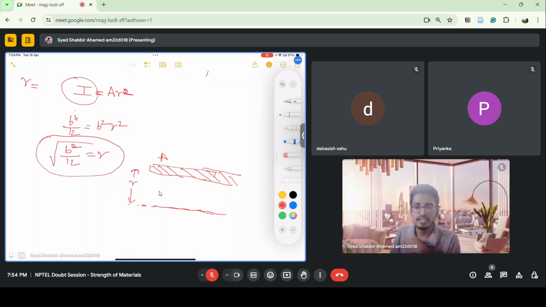You can say it is not exactly an average, but in a sense it is like an average distance of all the particles present in the cross section from the axis about which we are calculating the moment of inertia.